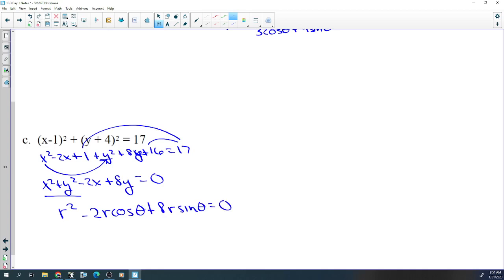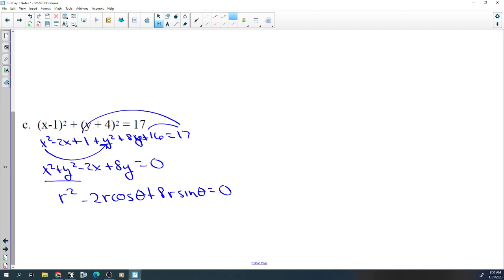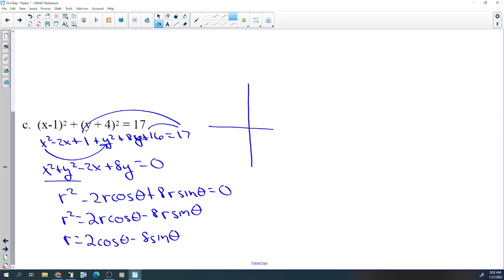Now I need this to say r equals, which looks like it's quite daunting, but we're just going to get these two to the other side and divide by r. So r squared is 2r cosine theta minus 8r sine theta, and then just divide by r. So r equals 2 cosine theta minus 8 sine theta. Great, right? So what? So here's the claim.